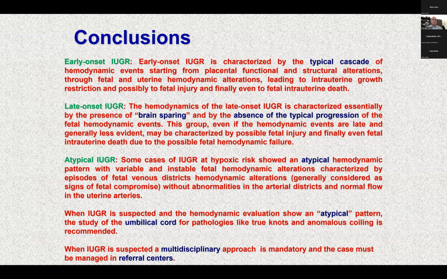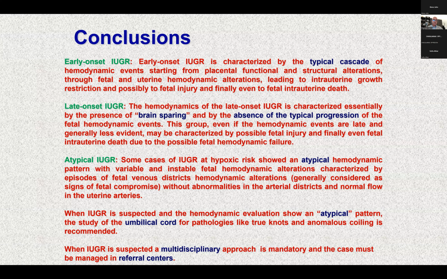We may have the late onset IUGR. The hemodynamics of these scenarios is characterized essentially by the presence of brain sparing and by the absence of the typical progression of the fetal hemodynamic events that we can find in the early onset. This group, even if the hemodynamic events are late and generally less evident, may be characterized by possible fetal injuries and finally even fetal intrauterine death due to possible fetal hemodynamic failure. So it is important again to make the diagnosis of these scenarios.